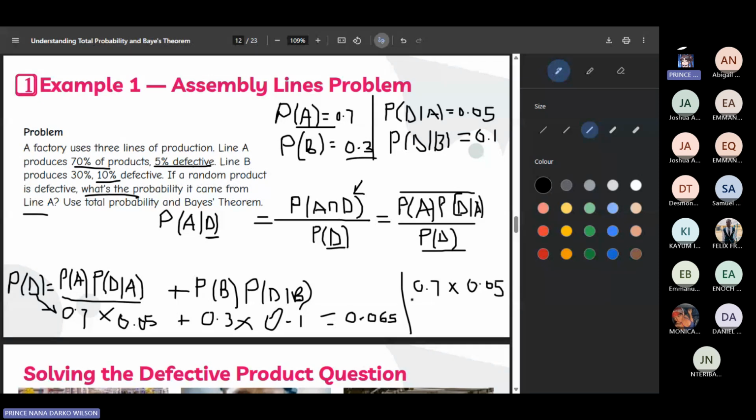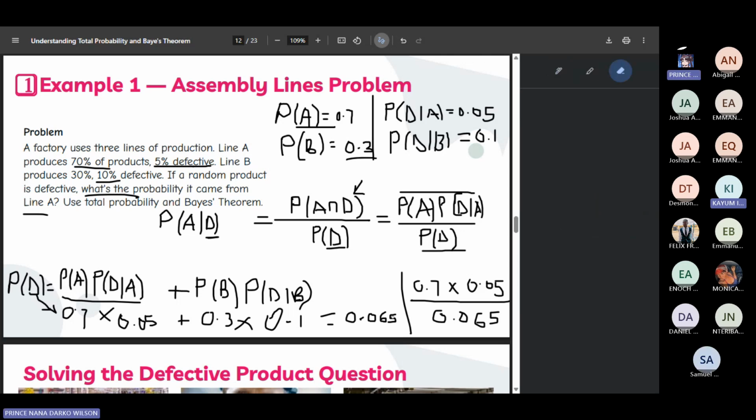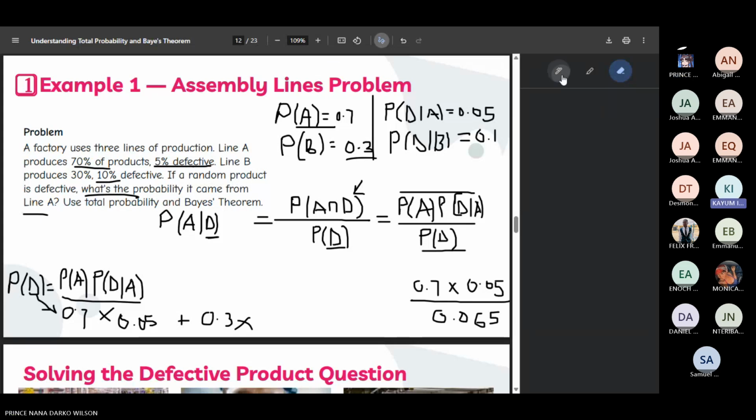And we divide that by the total sample space, which is the probability of picking a defective at all, which we have just found out to be 0.065. So please punch this on the calculator, Mr. Kayum. What was your answer when you did the punching for this? I got 0.5384. Mr. Kayum, please, I can't hear you clearly. Can you come again? I got 0.5384.